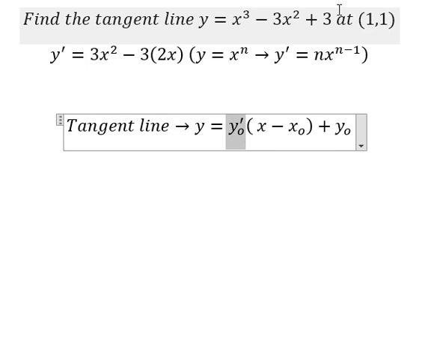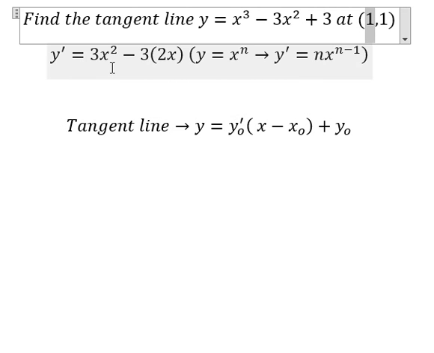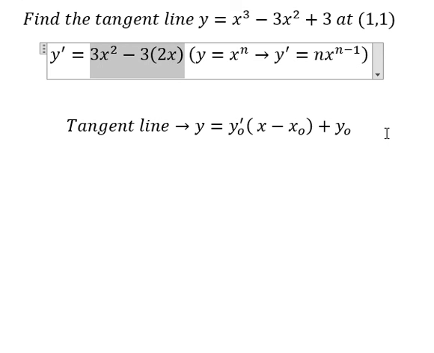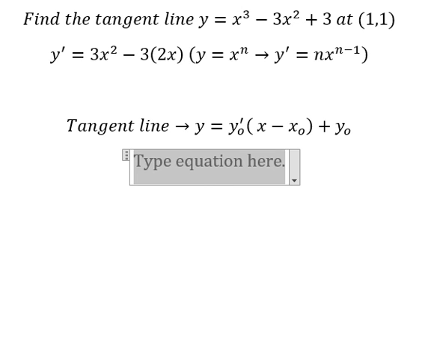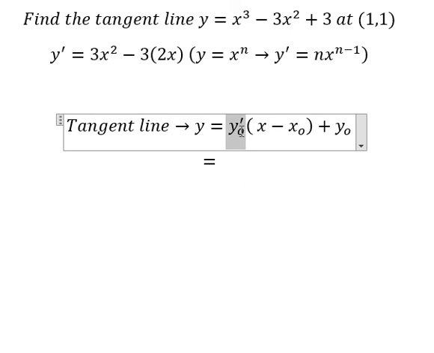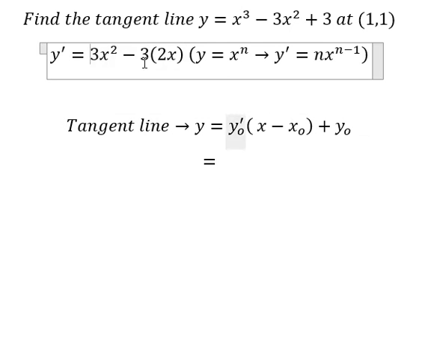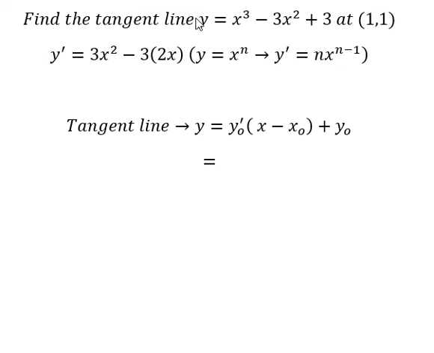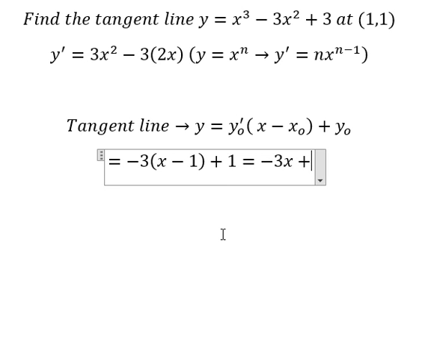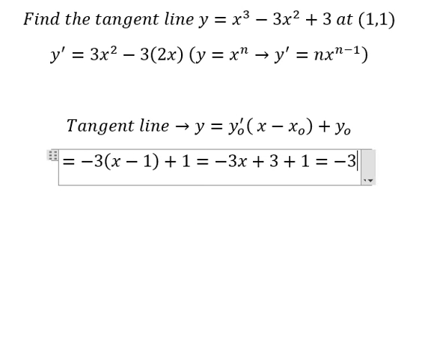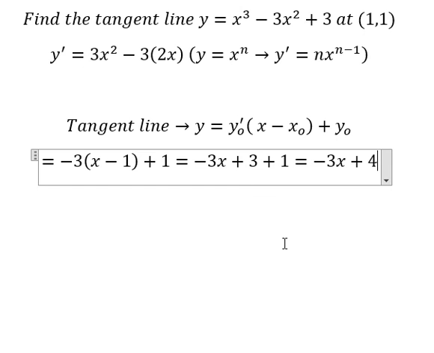This one, when we put x equals 1 in here, so we have the final answer. The value of this one, after we put 1 in here, is negative 3. So we simplify this one, and we got like this.